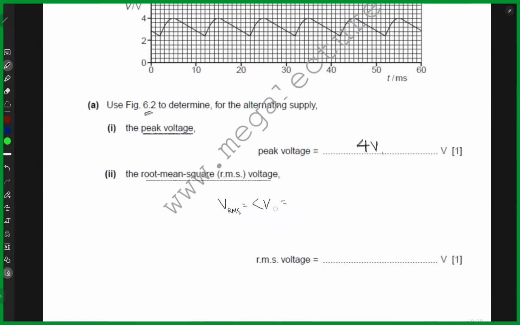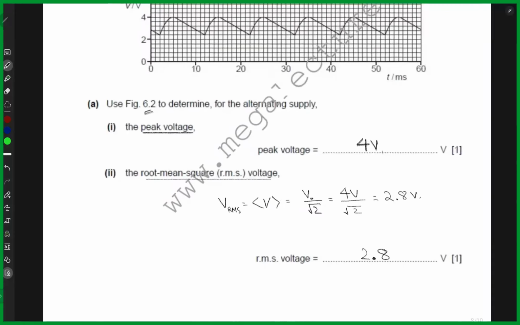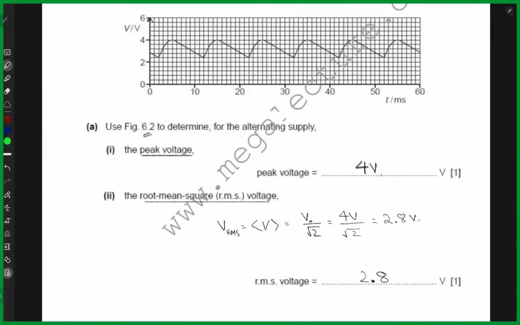V r.m.s is 1 over the square root of 2 times the peak voltage, exactly, right? So the peak voltage is 4 volts over square root 2. This is 2.8 volts. All right. So no questions, right? Clear?